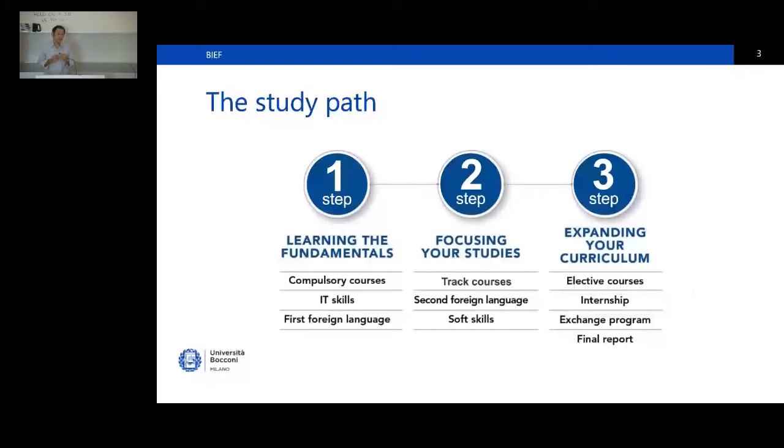And then the last step, which is essentially the last semester typically of your third year, would entail the choice of elective courses in order to fully customize your study plan. It can entail an internship experience as well as an exchange program. And then for everybody, there is the final report or dissertation. Okay, so this is the program structure.